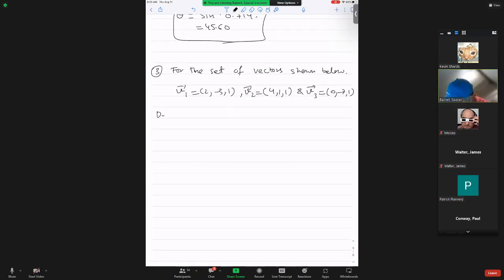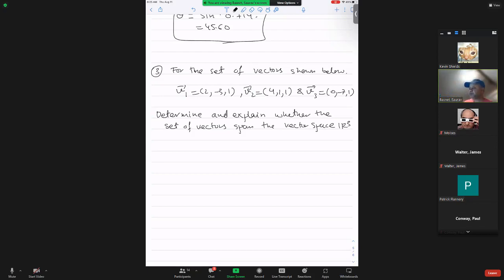So we say determine and explain whether the set of vectors spans the vector space R3, because these are three-dimensional. You don't have to explain everything. You can directly solve it. You don't have to express the components and everything.